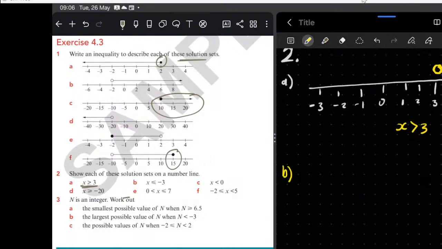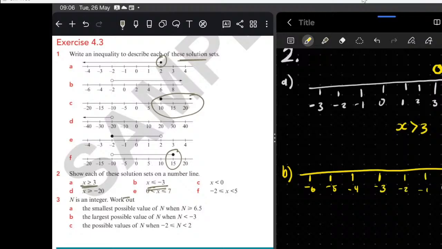Then we do part B. Part B is x less than or equal to minus 3. So if we are going to minus 3 and we are going to be less than, that means we can start minus 6, minus 5, minus 4, minus 3, minus 2, minus 1, 0, 1, 2. This is enough. We are starting at minus 3 and we are getting less than.